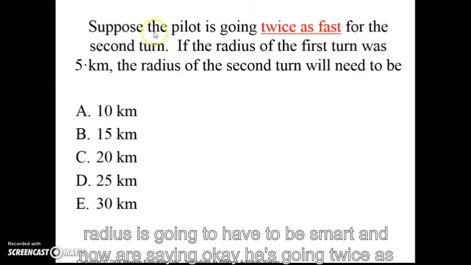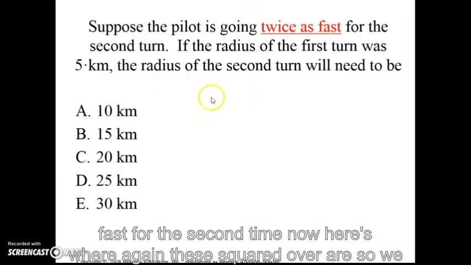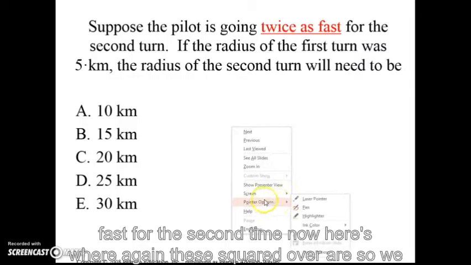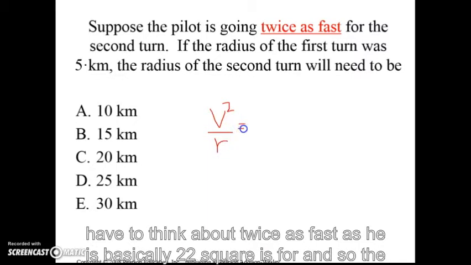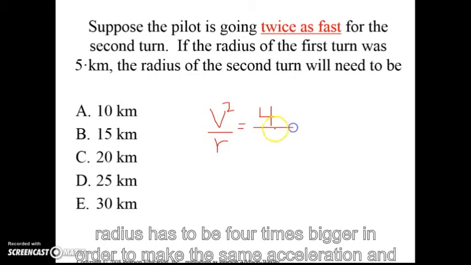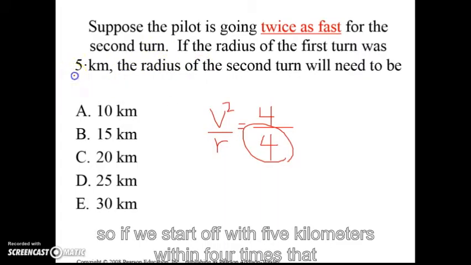And now we're saying, okay, if he's going twice as fast for the second turn, now here's where, again, v squared over r, we have to think about, we're going twice as fast. So v is basically 2. 2 squared is 4. And so the radius has to be 4 times bigger in order to make the same acceleration. And so if we start off with 5 kilometers, we need 4 times that. And so we're going to need 20 kilometers.